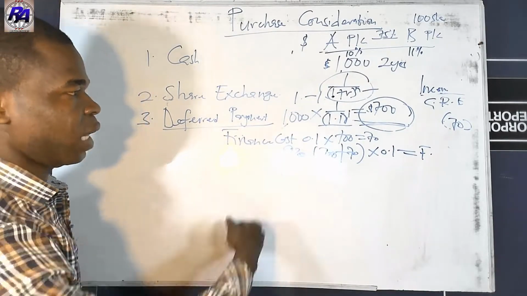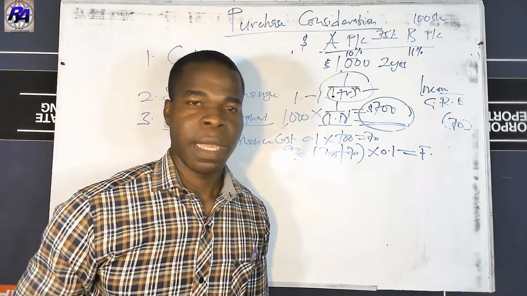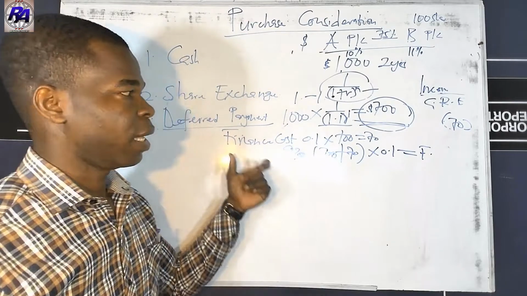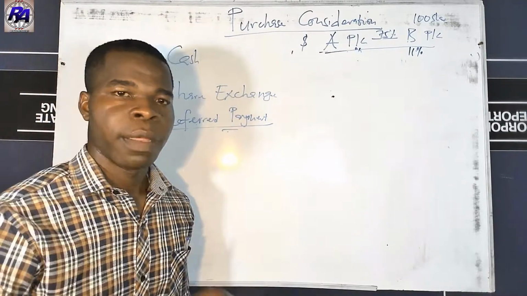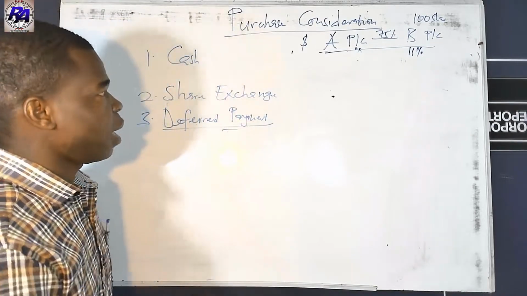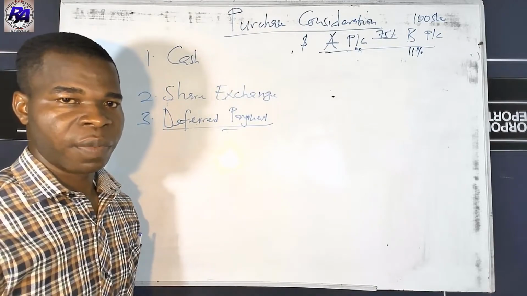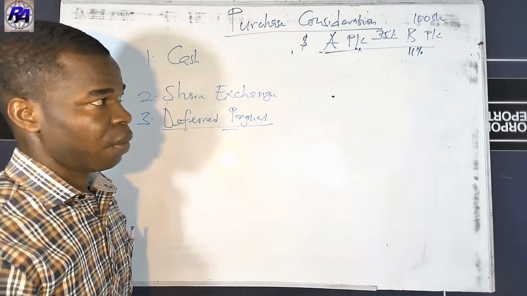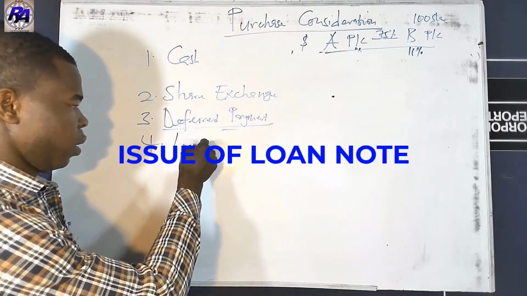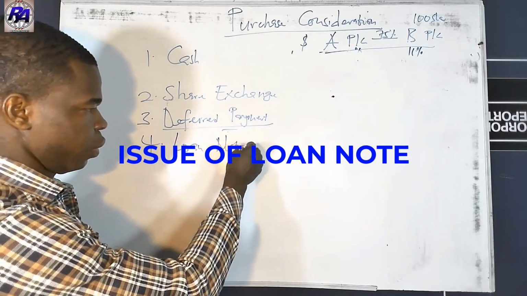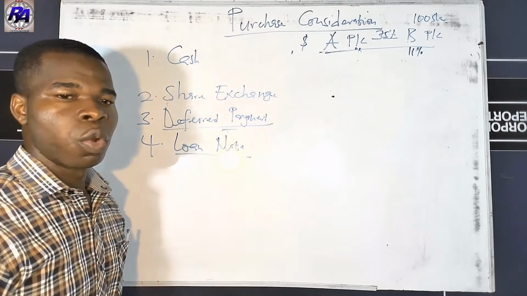Another means by which an entity acquires another entity and transfers purchase consideration is by undertaking what we call deferred payment. The fourth means an entity can transfer its consideration to the subsidiary or the acquiring entity is what we call the issue of loan note. So an entity can acquire another entity by issuing what we call loan notes.